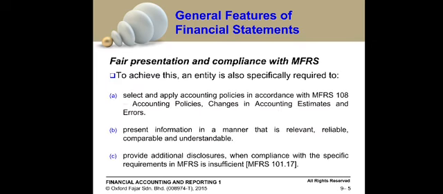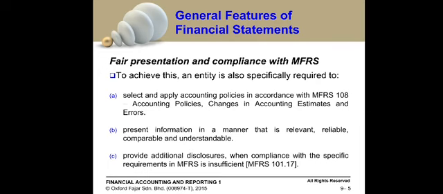So to achieve this, to achieve fair presentation, a company is also specifically required to A. Select and apply accounting policies in accordance with MFRS 108. B. Present information in a manner that is relevant, reliable, comparable, and understandable. C. Provide additional disclosures when compliance with the specific requirement in MFRS is insufficient.